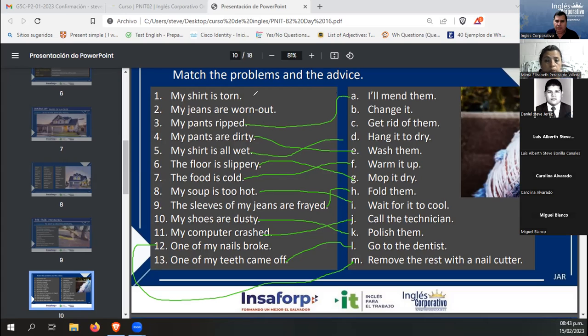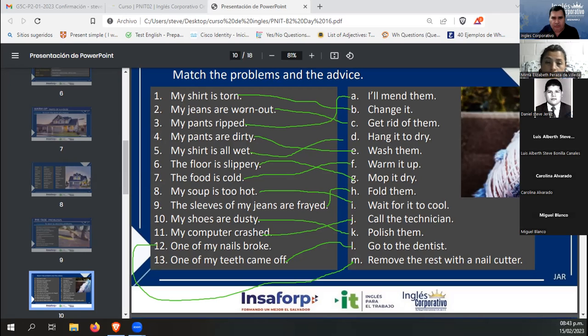Two. Letter C. Yeah. Letter C. Get rid of them. Letter B. My shirt is torn. Yeah. Change it. Change it. Excellent. Excellent. Very good. Okay.